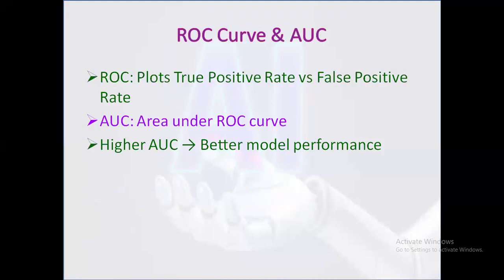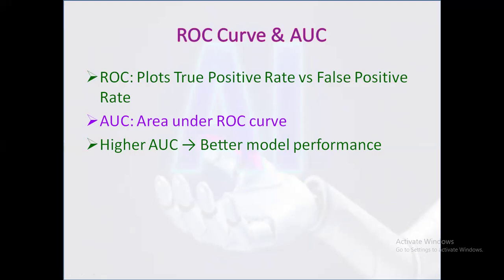Next is the ROC curve and AUC. The ROC curve is a graphical representation that plots the true positive rate against the false positive rate at different classification thresholds. It shows how well a model separates two classes. The area under the curve, AUC, summarizes this performance into a single number between 0 and 1. A value near 1 indicates excellent classification ability, and 0.5 represents random guessing. ROC AUC is widely used to compare classifiers independent of threshold selection. It is used for better model performance.